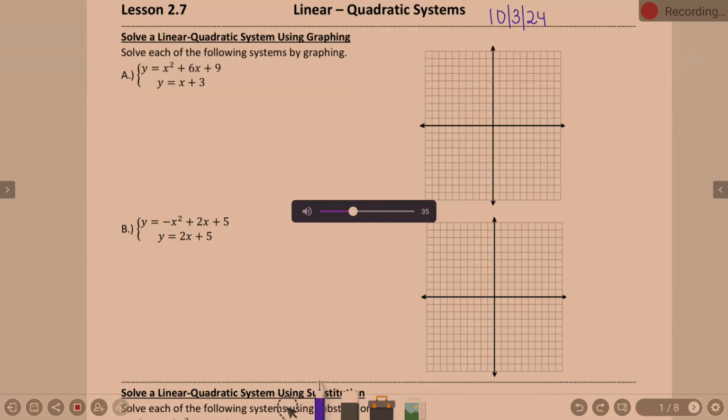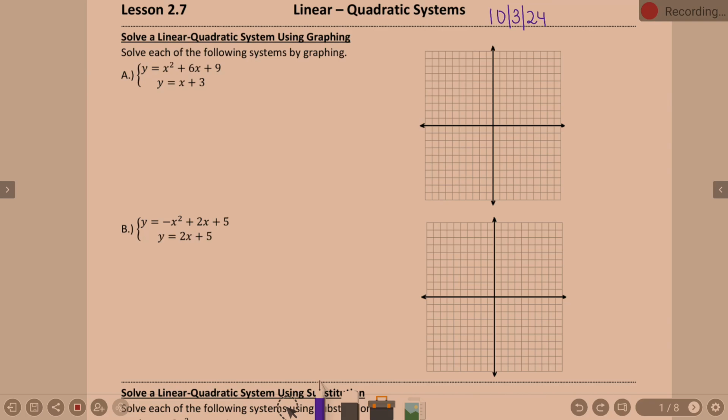It's linear and quadratic systems. What we're doing today, we've done back in chapter 1, we spent a bunch of time working with elimination, substitution, graphing to solve systems of equations, but they were always 2 lines. So they are linear systems. Here we have a line and a quadratic.